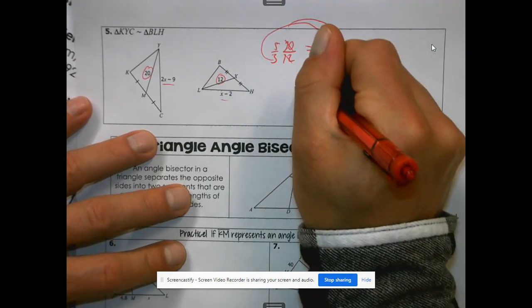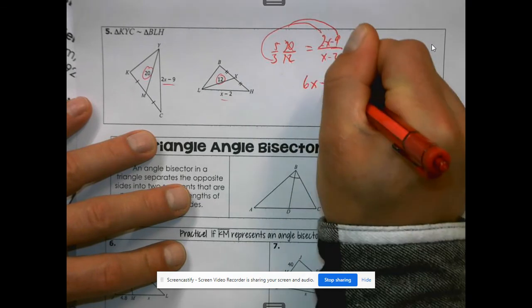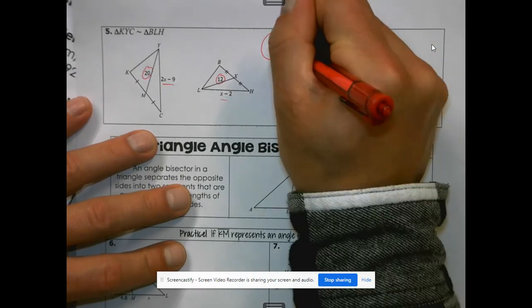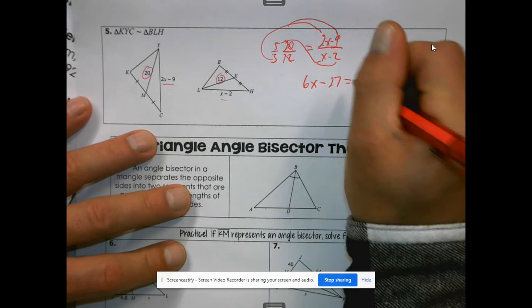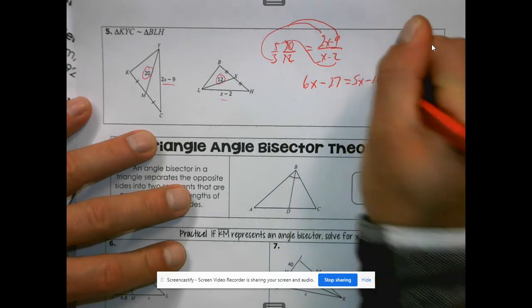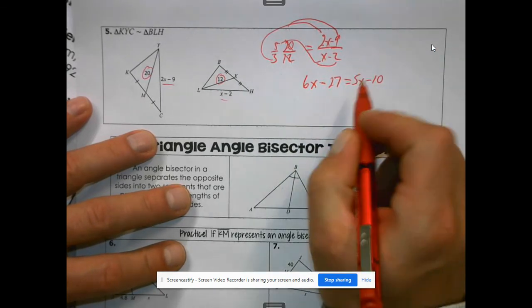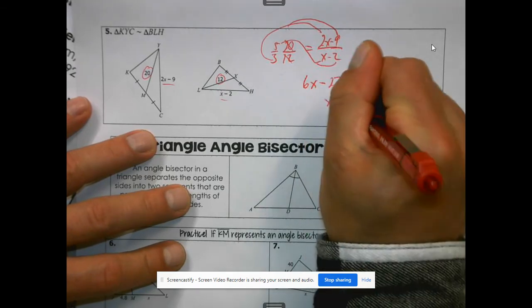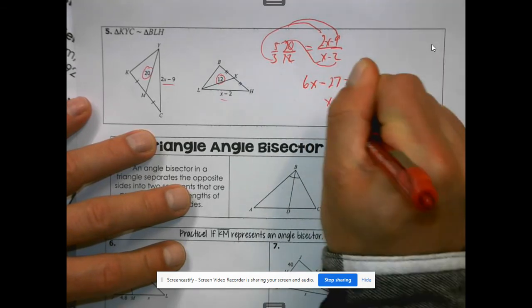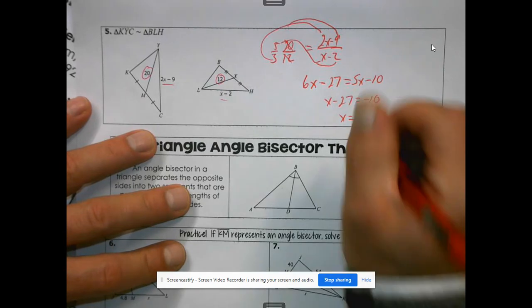That'll give us 6x minus 27. The 5 hits the x, the 5 hits the 2: 5x minus 10. I'll subtract 5x from both sides. Add 27 to both sides, and it gives us 17.